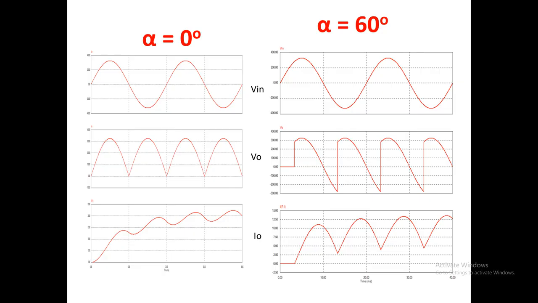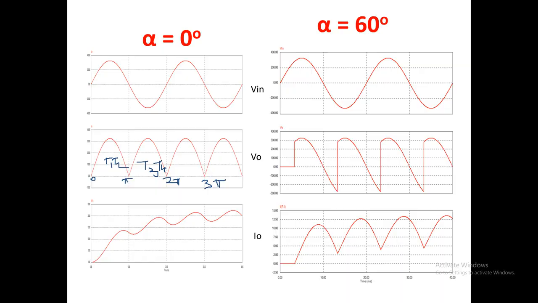Then next we can have different firing angles, that is, alpha equal to 0 degrees. We will have the starting conduction at 0 degrees, and it will last up to pi. Then again from pi to 2 pi the negative half cycle is rectified, and again from 2 pi to 3 pi the positive half cycle. So here T1, T2 are conducting, and here T3 and T4 are conducting, and again for the second positive half cycle, T1 and T2 are conducting.